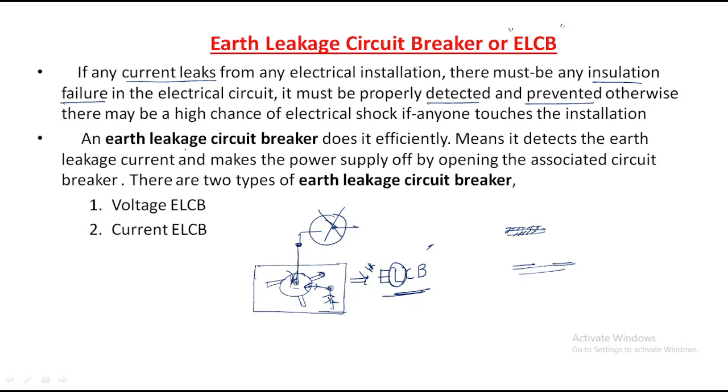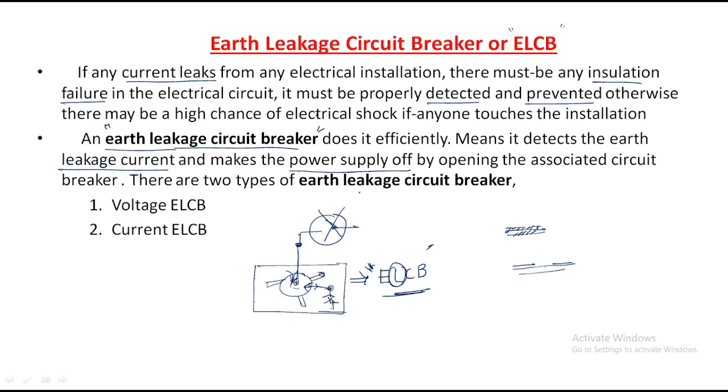Second point: an earth leakage circuit breaker does this efficiently. The work is done by the earth leakage circuit breaker. The name itself says it is a leakage circuit breaker. It detects the earth leakage current and switches off the power supply by opening the associated circuit breaker. Whenever the supply is off, the power is automatically off, and then there is no problem at all.